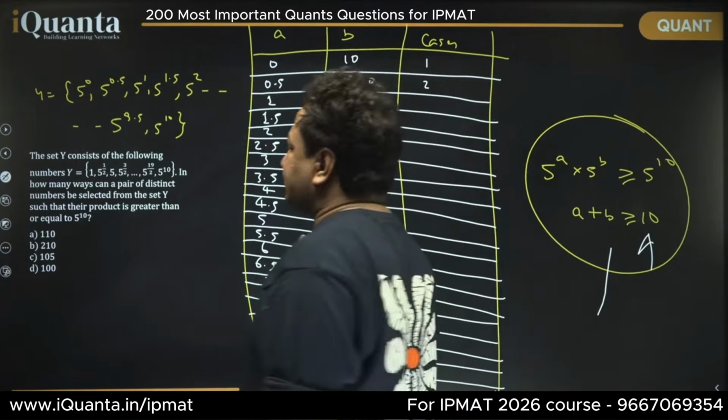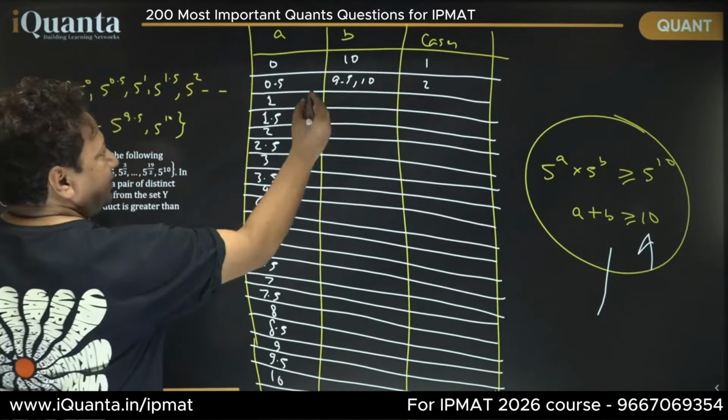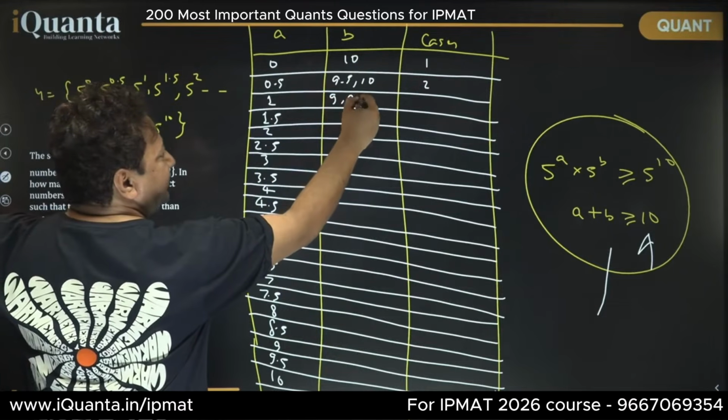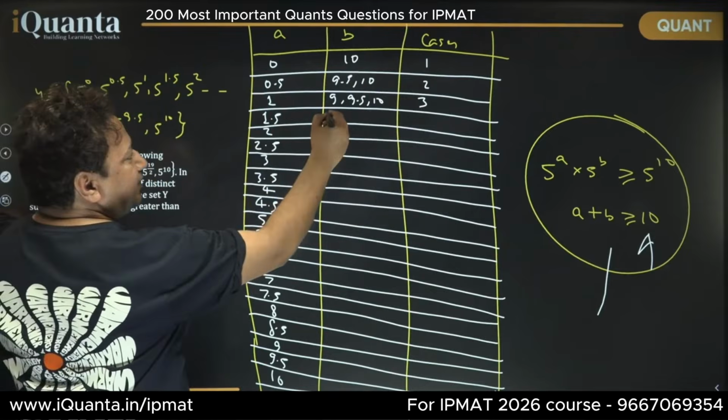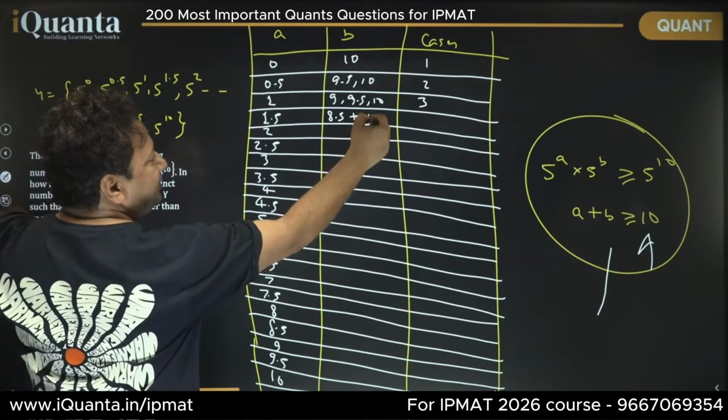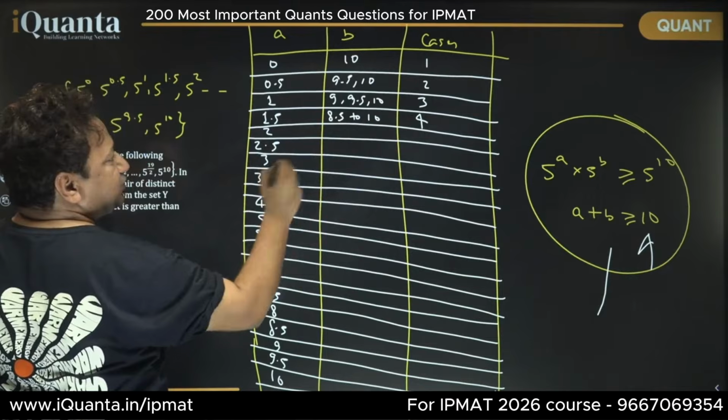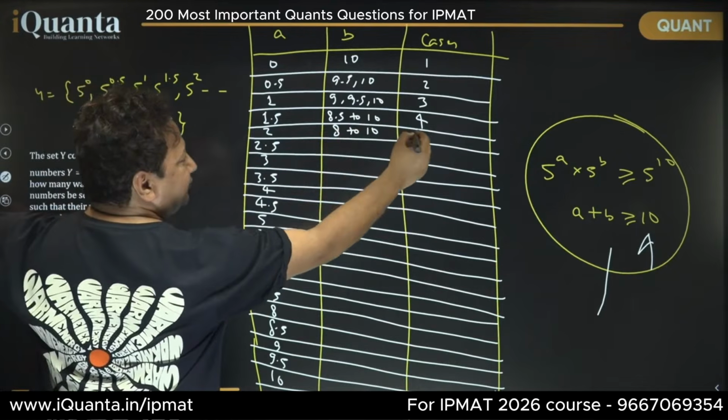Which means if I talk about 1, I can have 9, 9.5, 10. Three such values are possible. If I come to 1.5, I can have 8.5 till 10, so 4 such values. If it is 2, I'll have 8 to 10. That will be 5 such values.